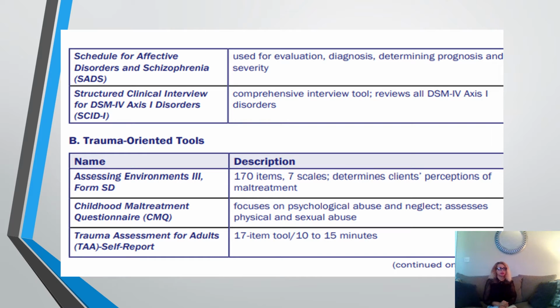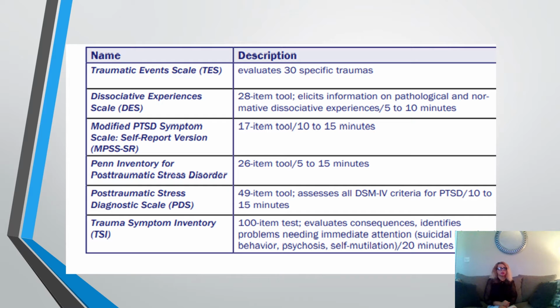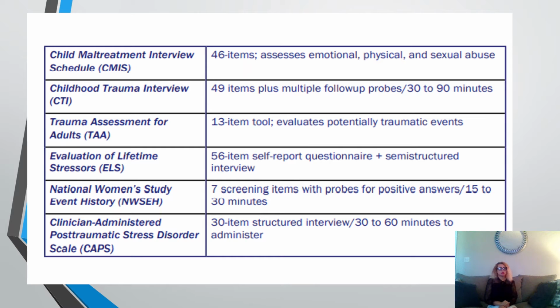The trauma-oriented tools include the Assessing Environments, Childhood Maltreatment Questionnaire, Trauma Assessment for Adults, the Traumatic Event Scale, Dissociative Experience Scale, Modified PTSD Symptoms Scale Self-Report Version, the PIN Inventory for Post-Traumatic Stress Disorder, the Post-Traumatic Stress Disorder Diagnostic Scale, Trauma Symptom Inventory, the Child Maltreatment Interview Schedule, Childhood Trauma Interview, Evaluation of Lifetime Stressors, the National Women's Study Event History, and the Clinician Administered Post-Traumatic Stress Disorder Scale.